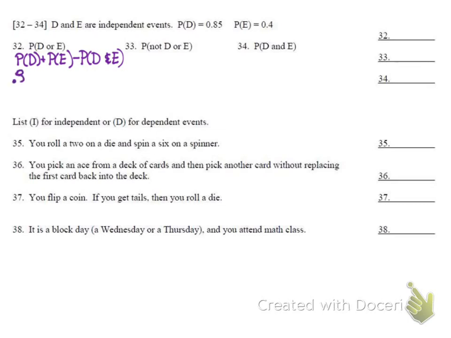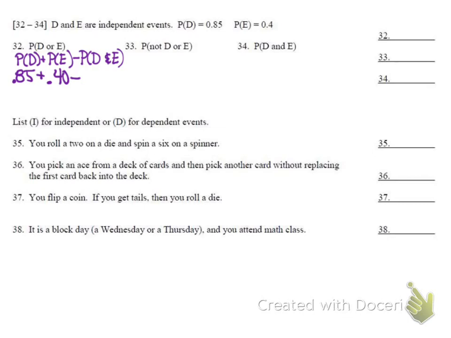I got 0.85 plus 0.4 minus the and. Now, I don't know the and yet. They didn't give me that value, and that's why it's there in number 34. So we actually have to find it first. But if we stop here and look, if I combined those two right now, this is over 1, which also means it's over 100%. That's not going to happen. So if you get something over 1, or more than 100%, that should be a sign you didn't do it right. Your probability will never be more than that.